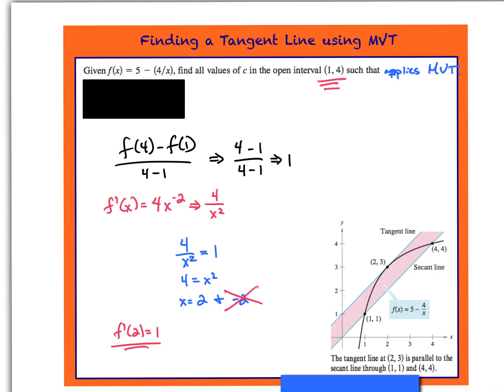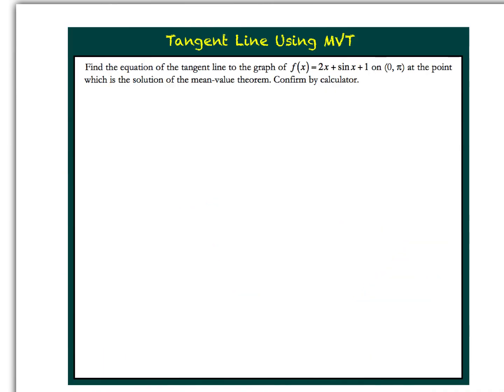That's really our C. Find the equation of the tangent line of the graph of f of x equals 2x plus sine x plus 1 on 0, pi at the point which is the solution of the mean value theorem, confirmed by calculator. Yeah, we probably won't. All right, so first we're going to do algebra slope. So what we're going to do is we're going to find f of pi minus f of 0 over pi minus 0.